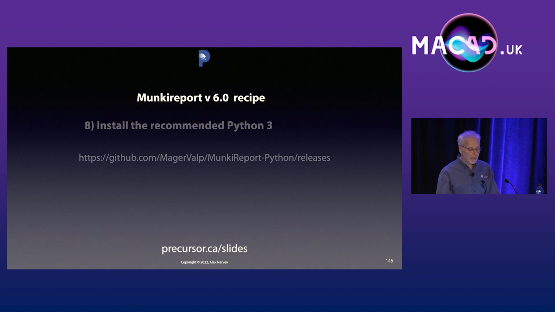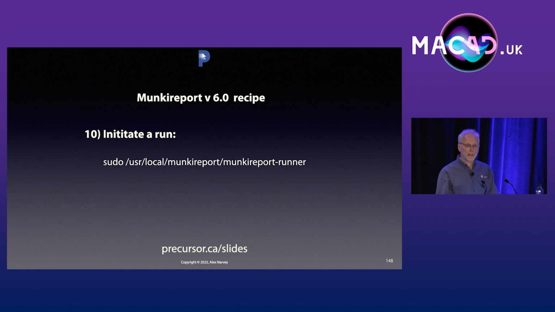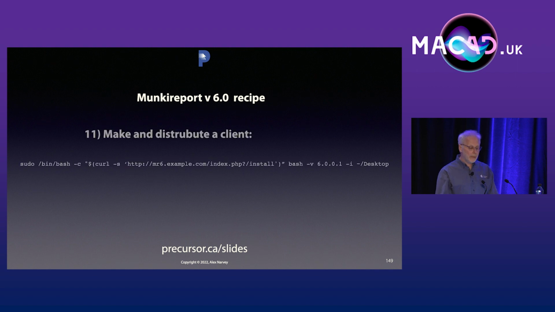Don't forget you'll need Python 3. The Per-Olufsen compilation is the recommended version. Now you can set up the client software on your local computer using this curl command. And you're now ready to run Munkireport and acquire some data from your local computer that you can log in to view. Now you're ready to deploy Munkireport 6 to your fleet. Just make a client installer package and distribute it to your client computers.